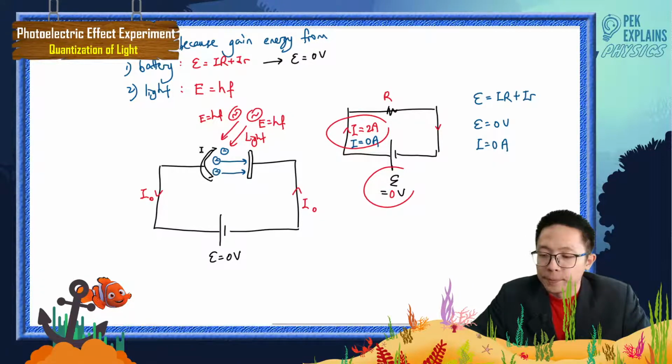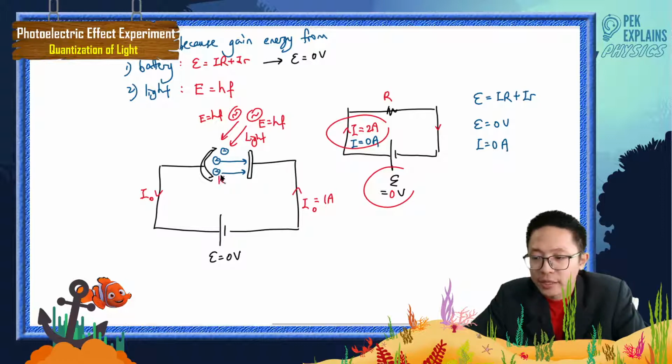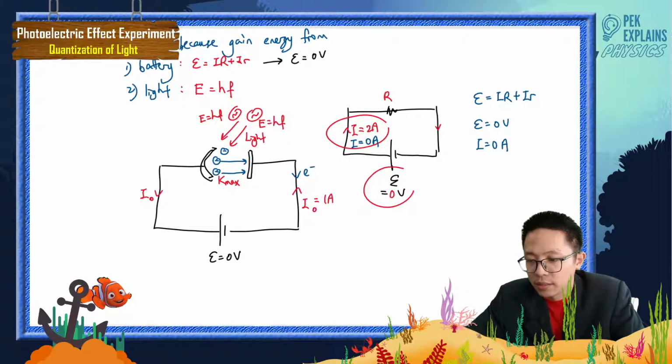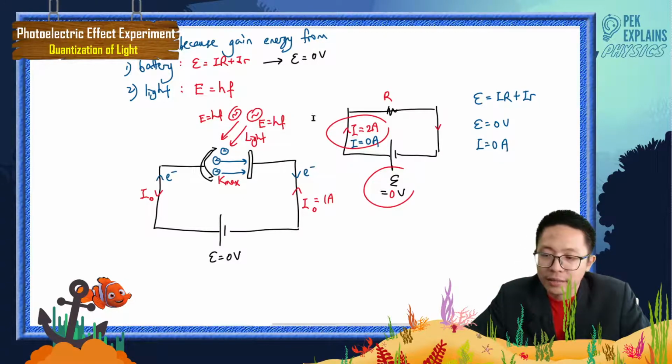Okay, so it has a certain value, maybe I naught is 1 ampere, although it is 0 voltage. Why does it still have current? Because this electron has kinetic energy. Why does the electron have kinetic energy? Because this kinetic energy of the electron comes from the energy of the photon. So the energy of the electron now does not come from the battery, but from the light. That's why the electrons still flow in the circuit, and current is the flow of positive charge, opposite from the electron.